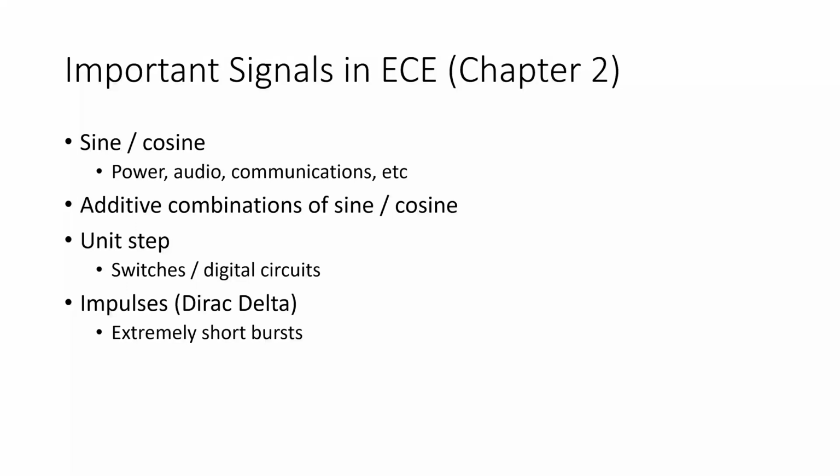And there's all sorts of important signals that model real world things. We talked about this a little bit the other day, right? And we're going to talk a lot more beginning next week about this idea of additive combinations of sine and cosine, which is what we call Fourier series, okay?